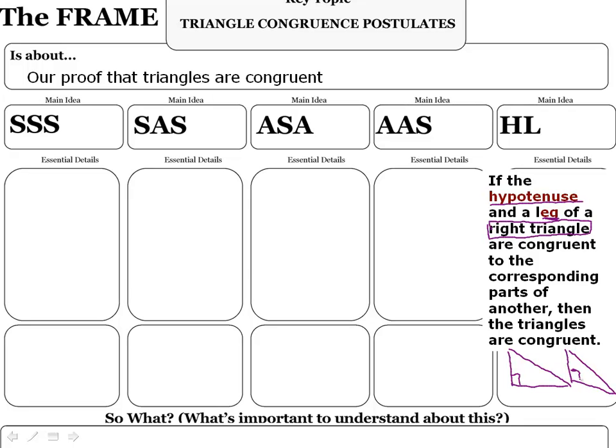Your hypotenuse is the side across from the 90-degree angle, so we'd have to say those are the same. And a leg is either of the other two sides. So I could say this and this side are the same, or I could say the bottom sides are the same. So I'm going to say this is congruent to this. I should put two markings there because they're obviously not the same as the hypotenuse. So that would be true by hypotenuse leg.